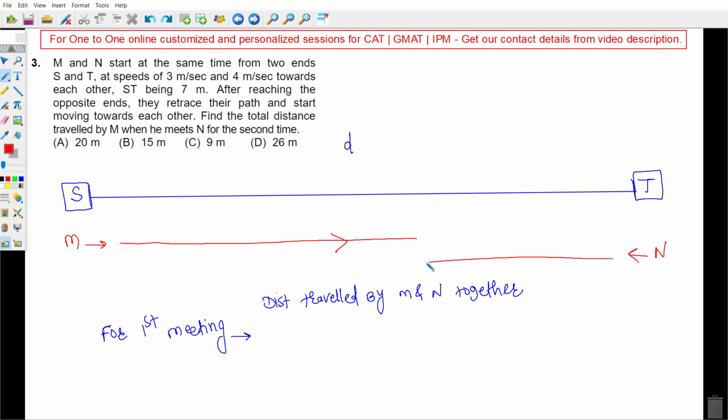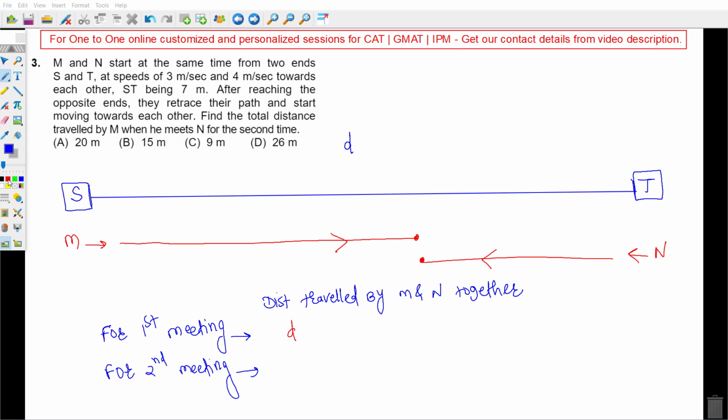Okay everyone, so for the first meeting, total distance traveled by M and N together is equal to how much? Tell me, distance D. Okay, now for the second meeting, look here, for the second meeting, total distance traveled by M and N will be how much? Let's have a look at it.